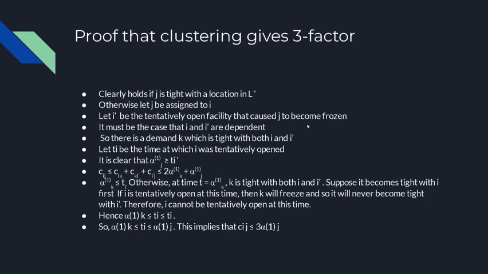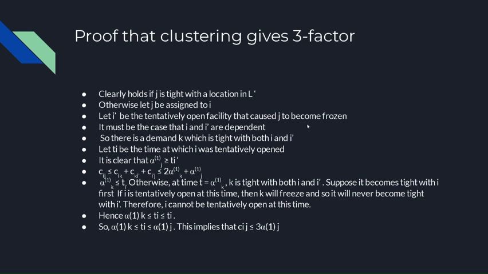That cannot happen. Now let's come to the second case, that is it is in between, that is T of I, then alpha k, and then T of I dash. Now that can again not happen, because if that happens, then alpha k will become tight at I, and I is already tentatively open, which means k will become frozen and it will never go on to become tight at I dash, and then it's a problem for us.